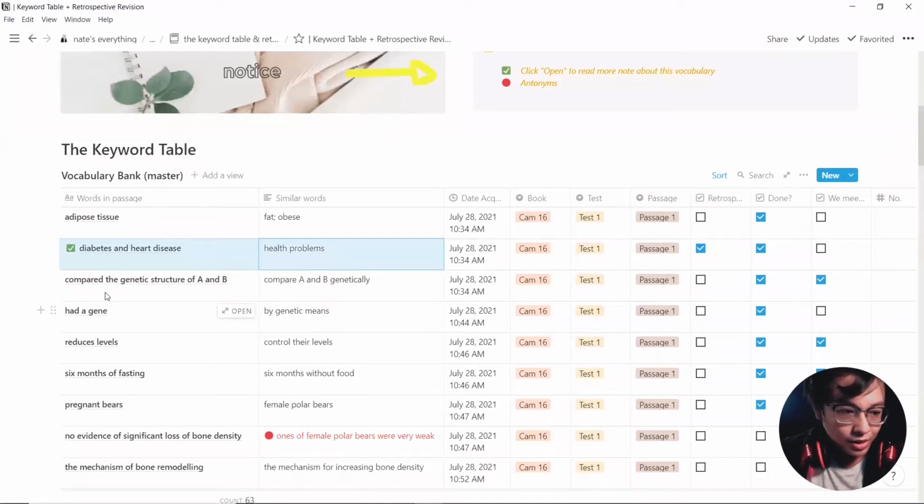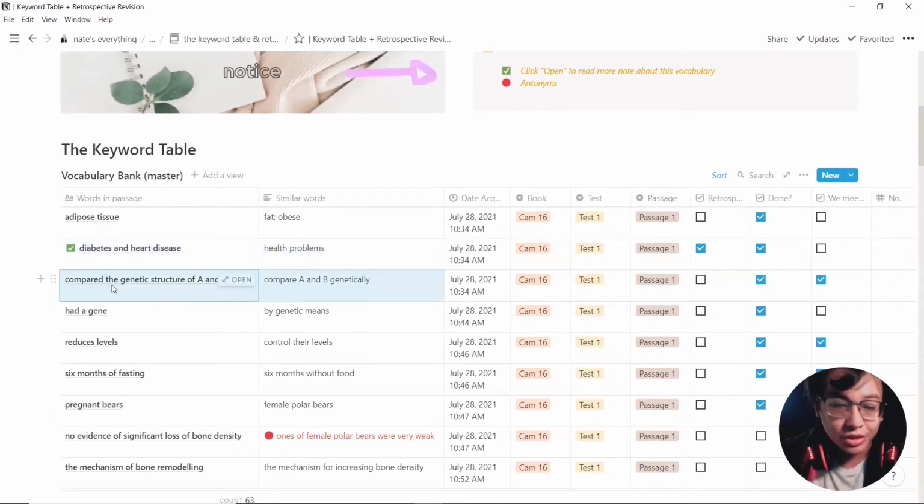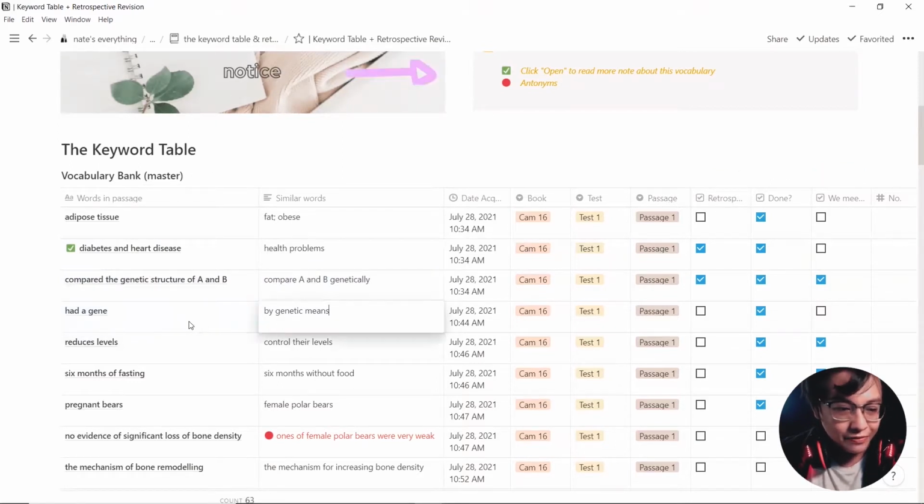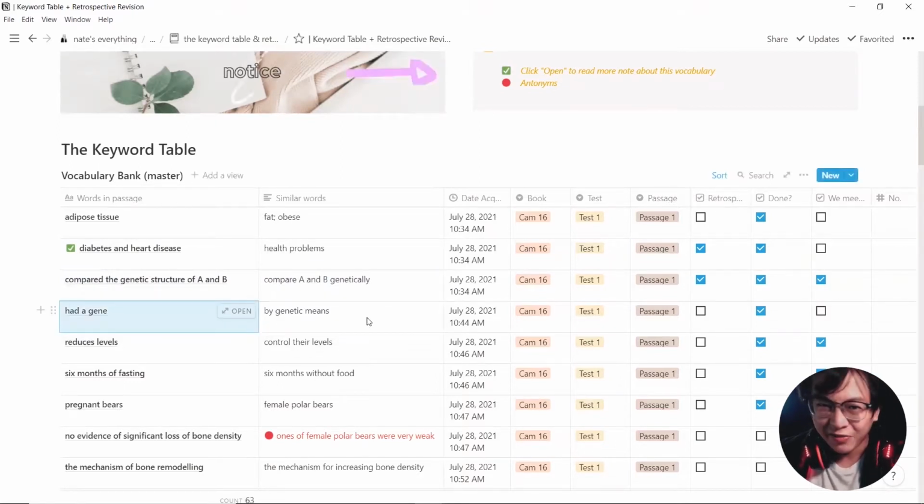Let's choose another one. Compare the genetic structure of A and B. Compare A and B genetically. This one's good because they have the same verb, and what you're going to do is just change the structure after the verb. It would be really handy when you're writing or speaking, right? Had a gene, by genetic means. So this is a verb, this is not a verb, so I don't think I would learn it. I would save it for later.